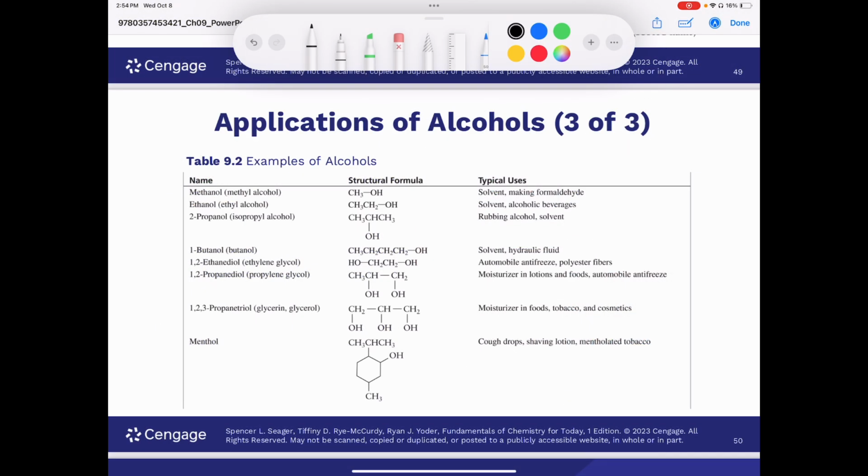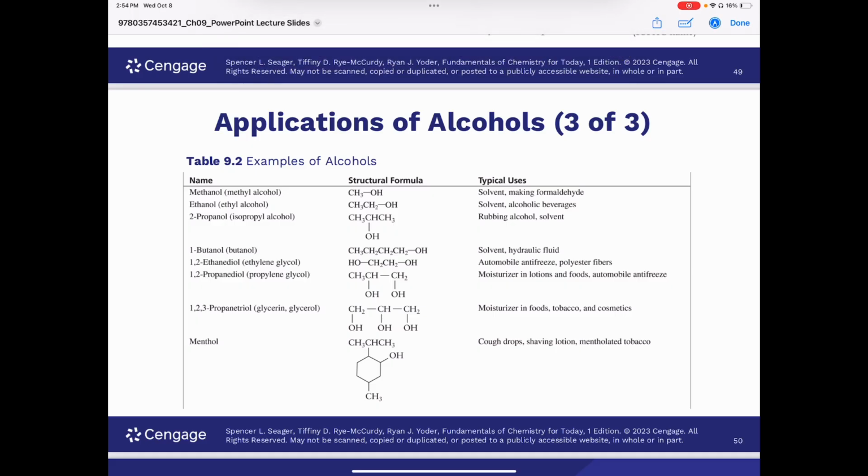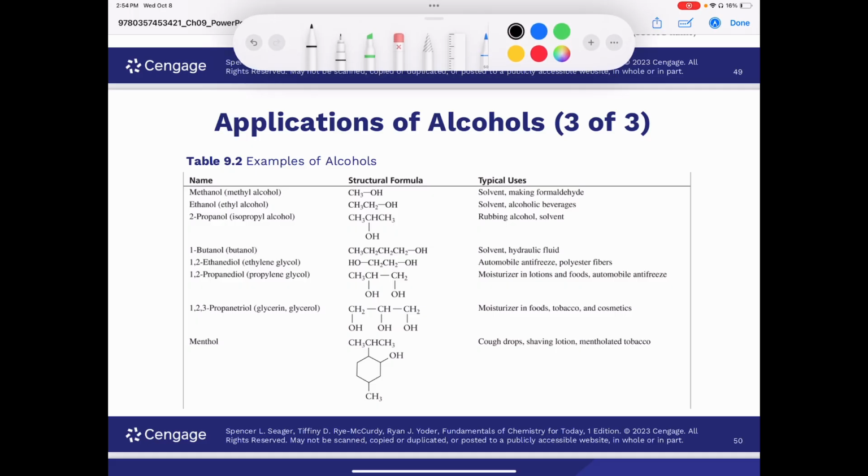The structures and uses of some common alcohols are shown in this table right here. So we have methanol, which can be used as a solvent. It's also used as a fuel, like I said. It's also used to make formaldehyde. Then we have ethanol. Like I told you, ethanol is the alcohol in alcoholic beverages. It's also used as a solvent in chemistry. It's also used as an additive to gasoline.